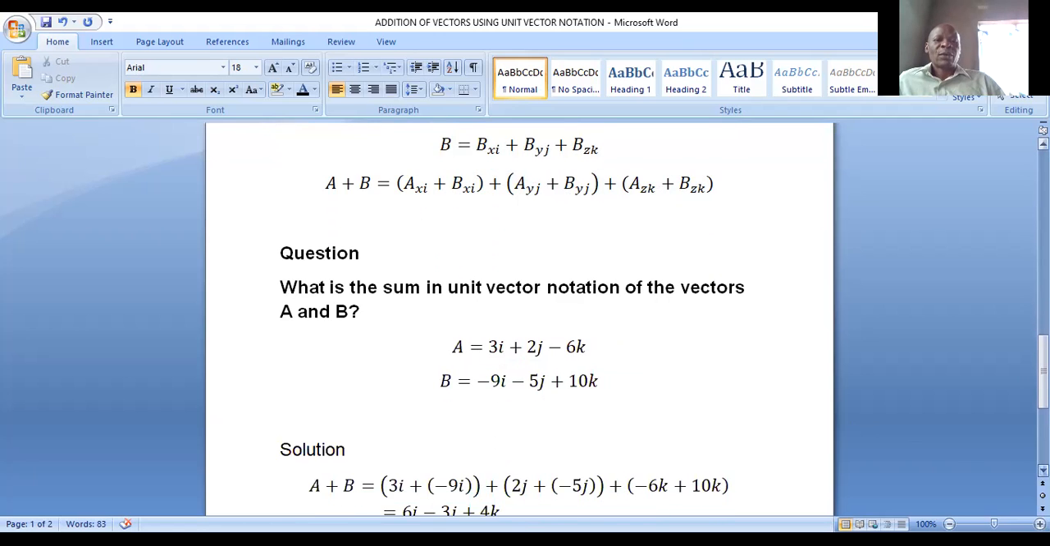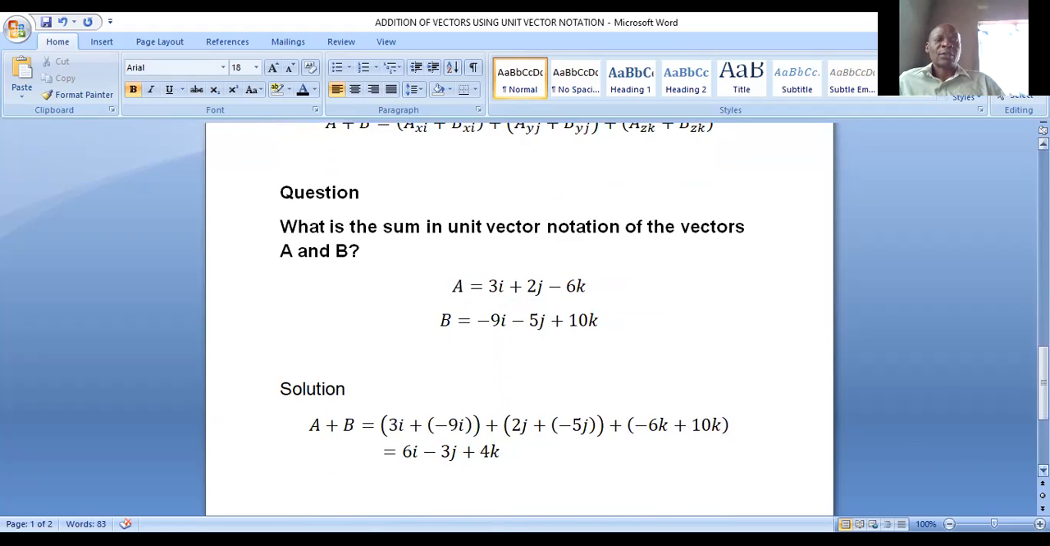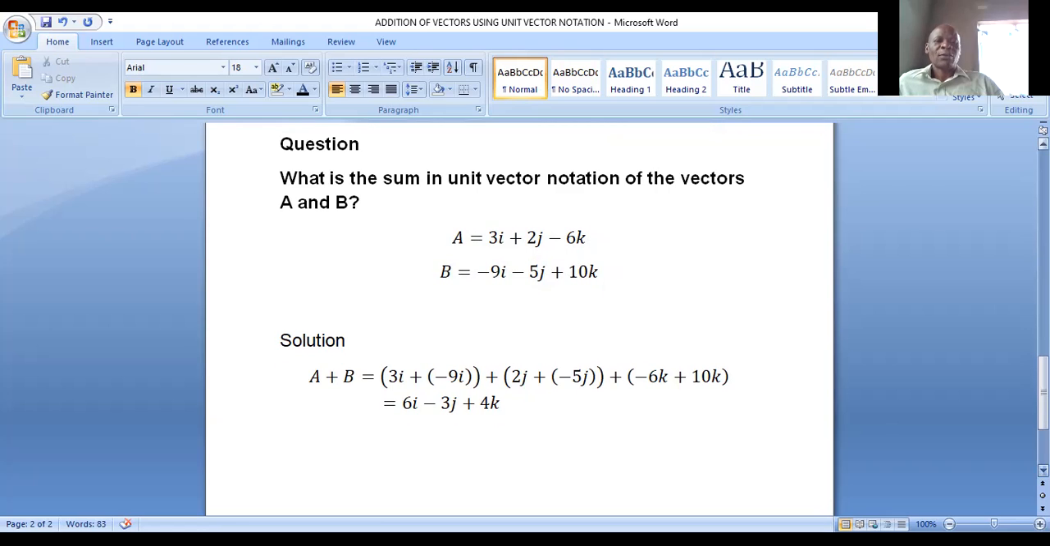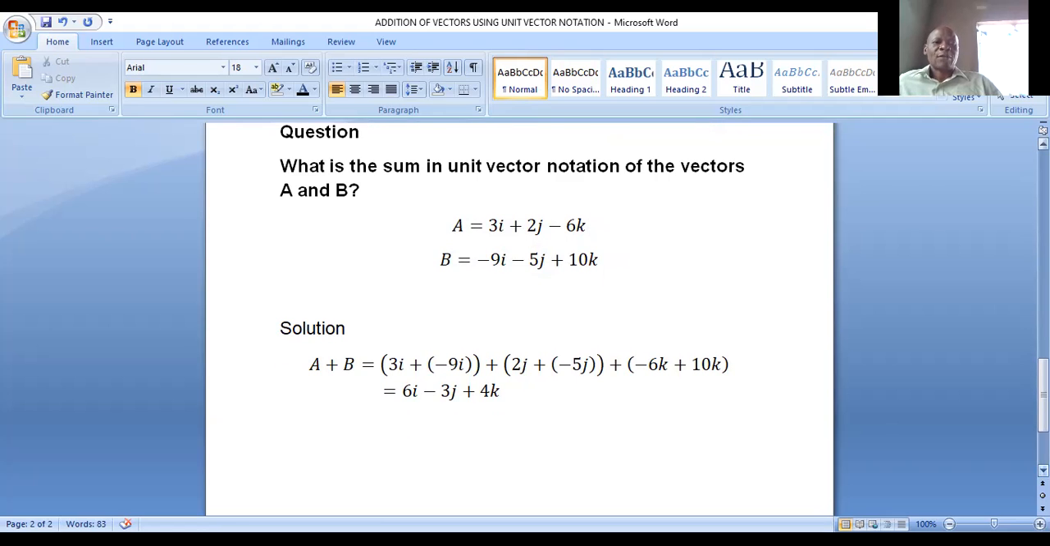So here is a simple question that we are going to look at so that we illustrate exactly what we are talking about. For example, if we are to find the sum of the 2 vectors, that is vector A and B, using the unit vector notation form. The two vectors are: vector A is 3i plus 2j minus 6k, while vector B is negative 9i minus 5j plus 10k.